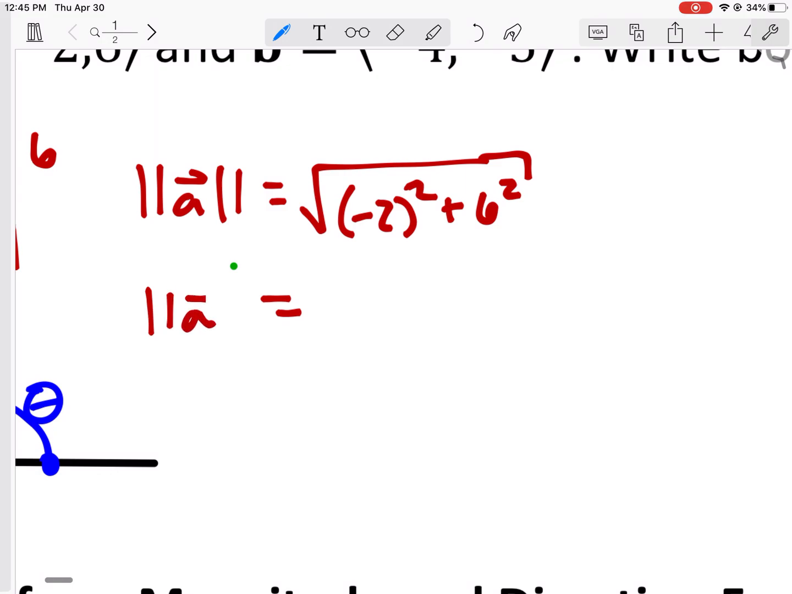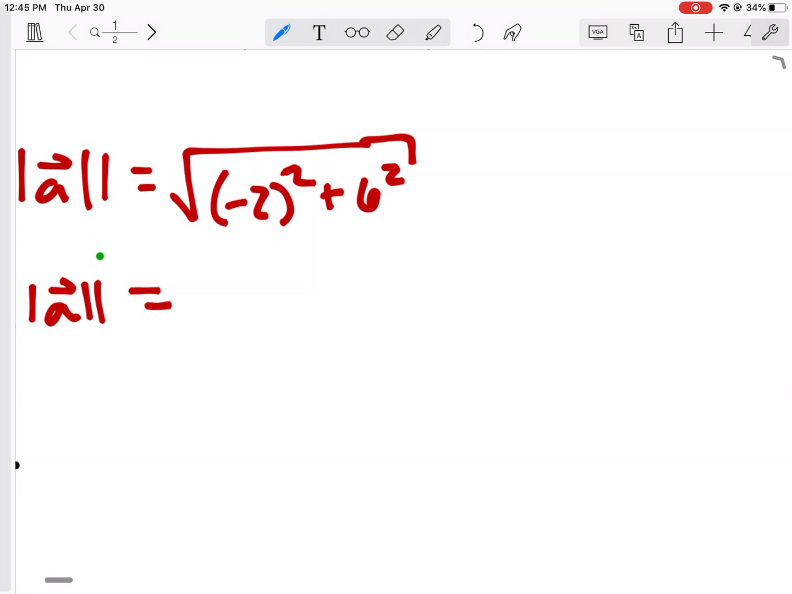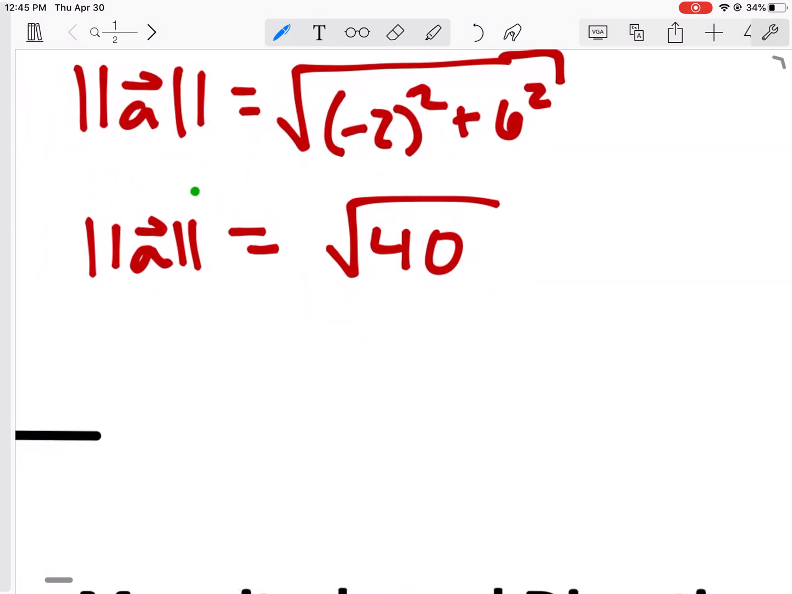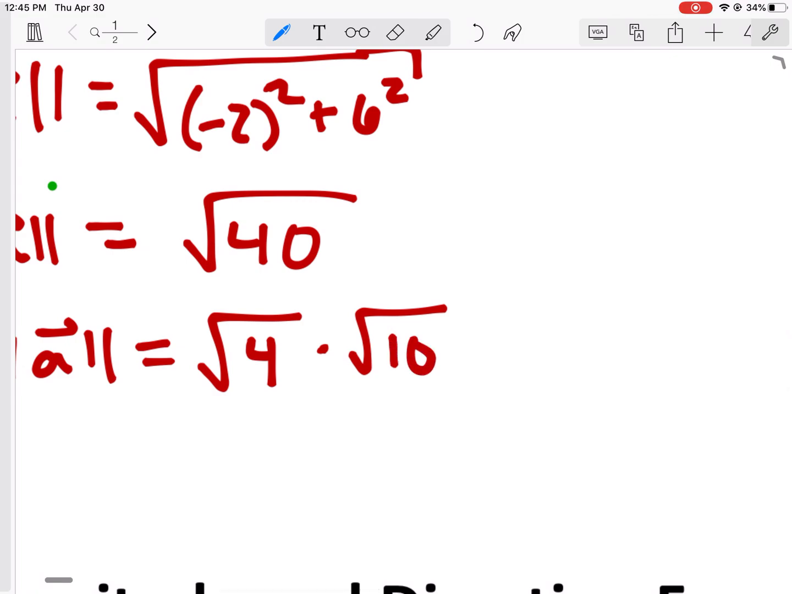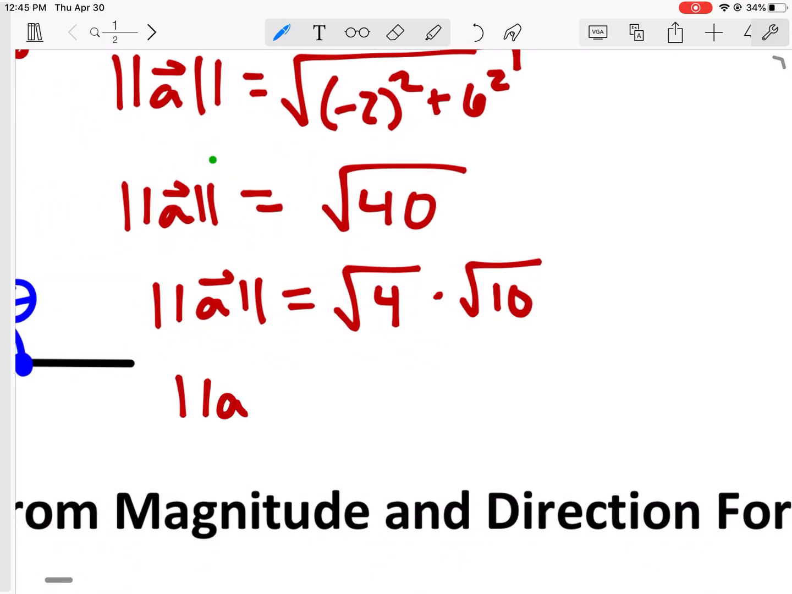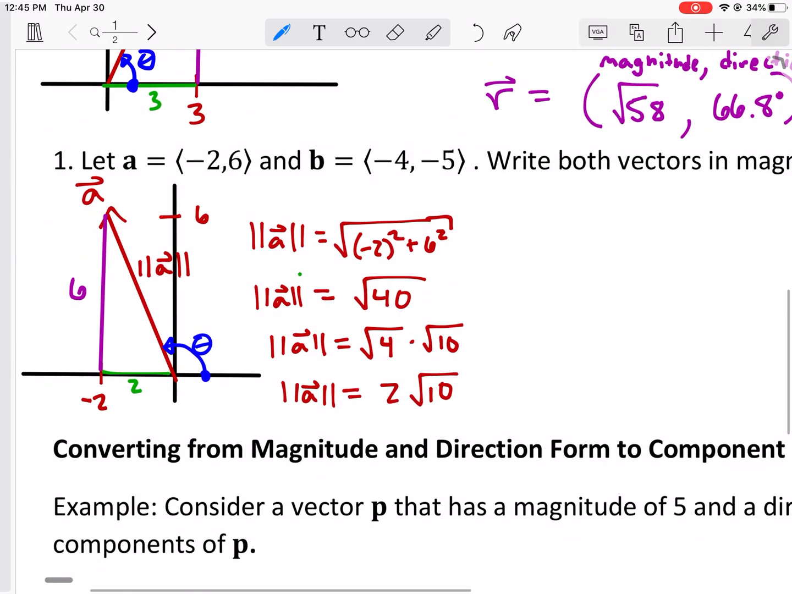Alright, a little bit of quick math again. -2 squared is 4. 6 squared is 36, so this is the square root of 40. Can this be simplified? Does a perfect square go into 40? Well, yes, it should be obvious that 4 is a perfect square and it goes into 40. So I can break square root 40 into square root of 4 times the square root of 10. And this is helpful because square root of 4 we know. It's a perfect square. It's 2. So the magnitude is 2 times the square root of 10.